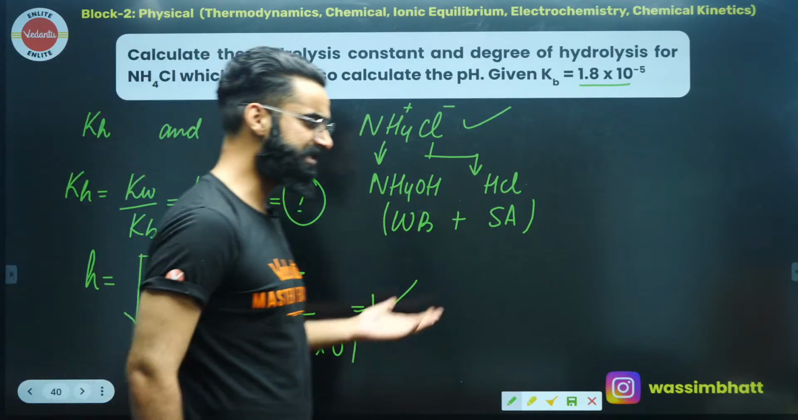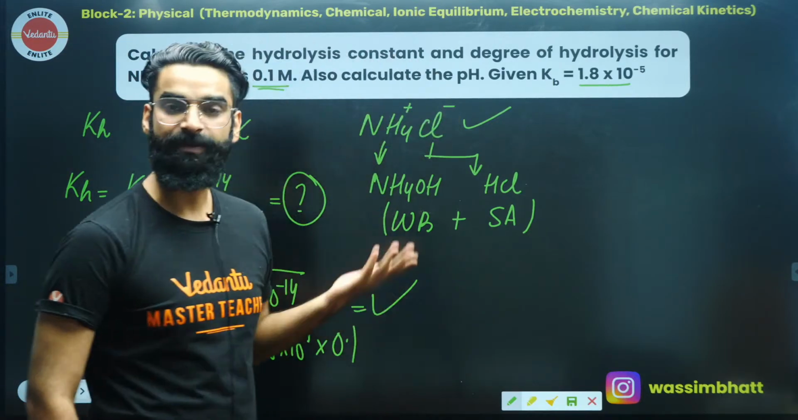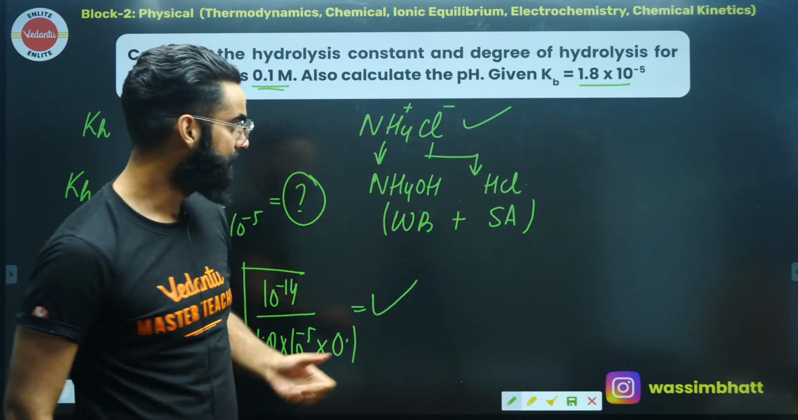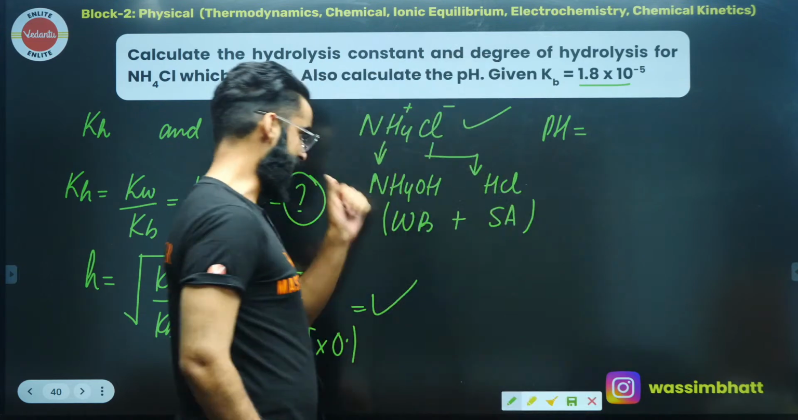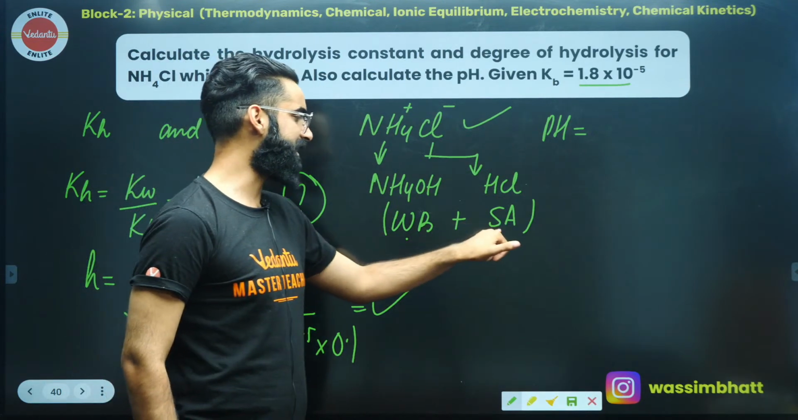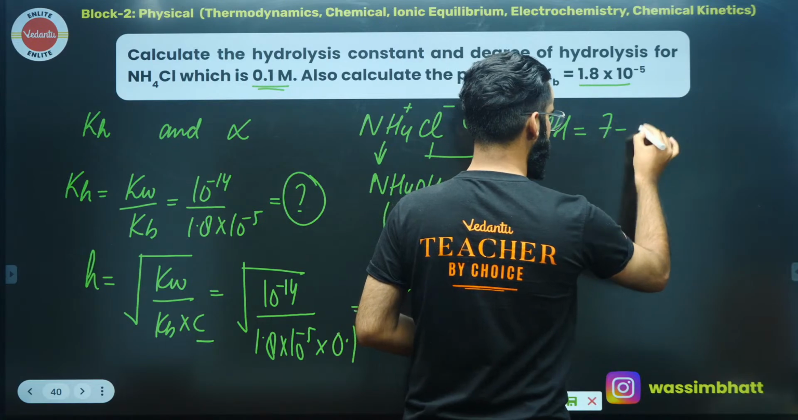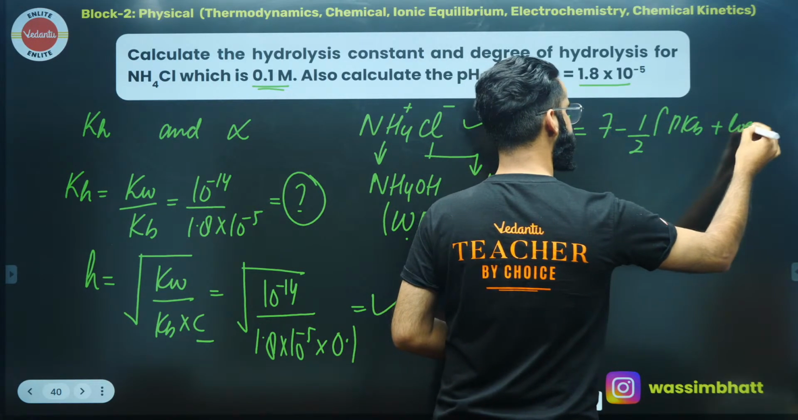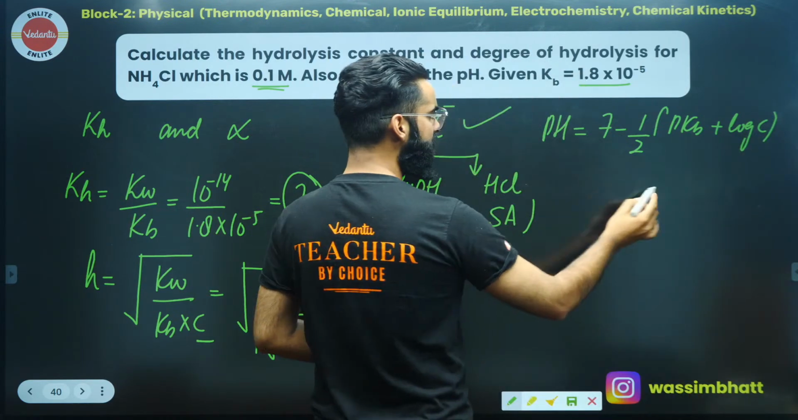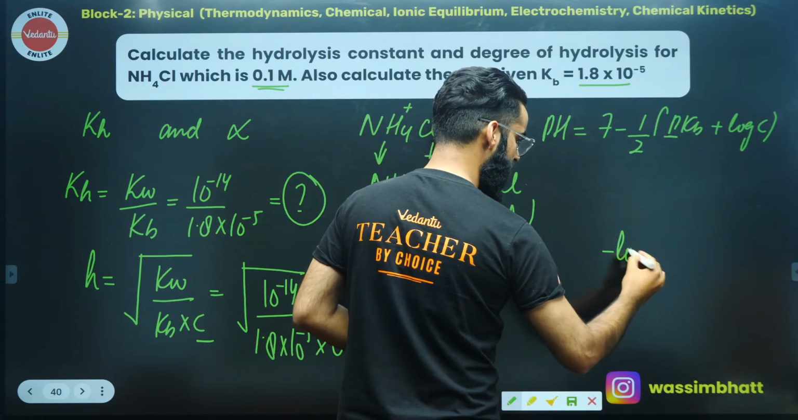And my dear people, in a similar way, you can calculate the pH of the resulting solution as well, right? You know the formula, a few minutes back I gave it to you. The resulting solution is of a weak base and strong acid, so it's going to be 7 minus half of pKb plus log of C, right? Do remember, this p stands for minus log.